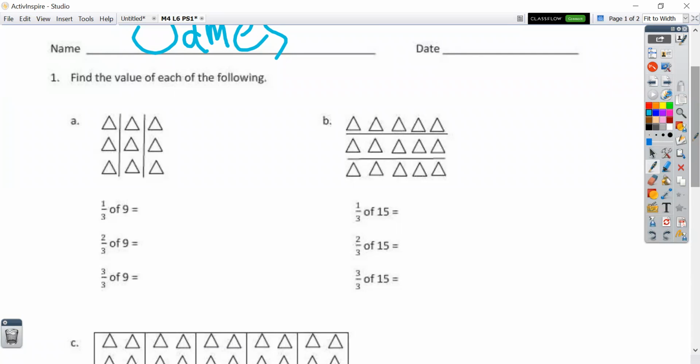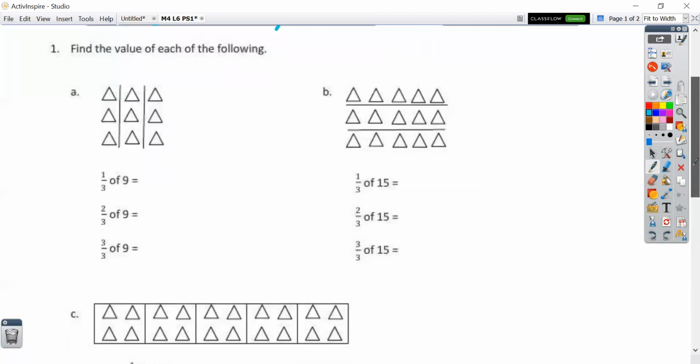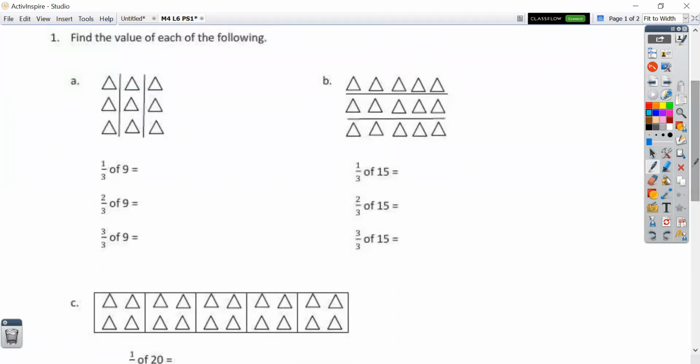So it says find the value of each of the following. I'll do the first one, and then I'm going to pause and you're going to do the second one on your own. So 1/3 of 9, well, that's 1 group of 3, so that's going to be 3. If I did 2/3 of 9, well, that's 2 groups of these 3, so that looks like 6. And then 3/3 of 9, well, that is 9.